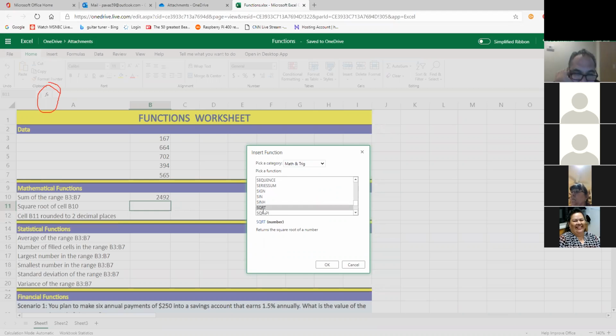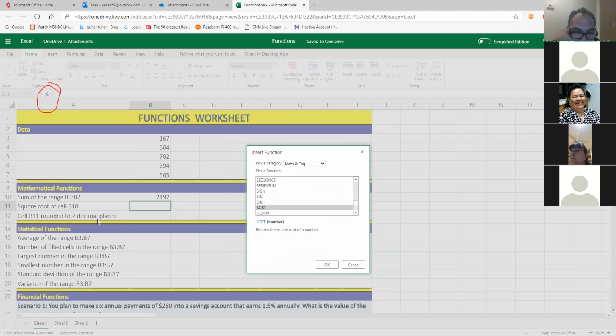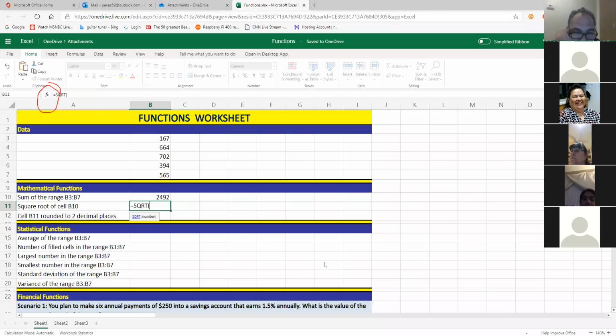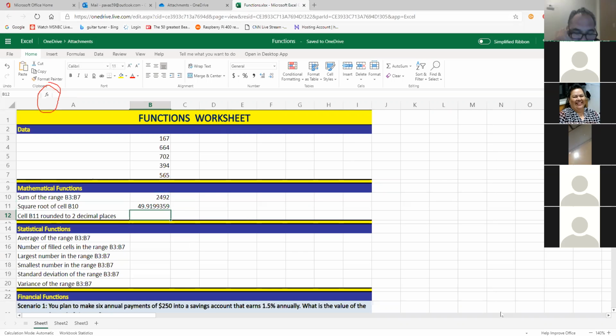Here it is, look at SQRT. SQRT returns the square root of a number. That's what I need. I need the square root of cell B10. So I'm gonna click OK. I can just type B10 if it's easier for me, and then close the parentheses and press enter. And that's the number: 499199.359. It's a long number.